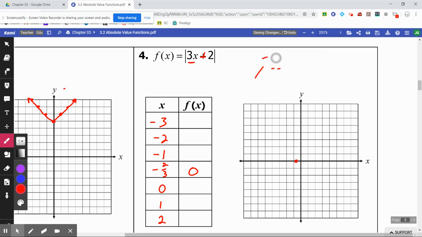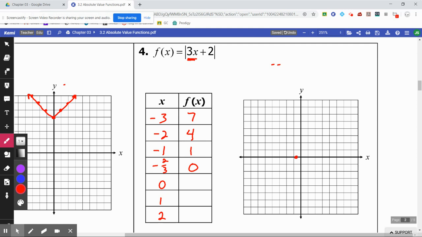Okay, so when we plug in -3, let me erase this. You get 3 times -3 is -9 plus 2. That's -7. When you take the absolute value, you get +7. -6 plus 2, when you plug in -2, -6 plus 2 is -4. The absolute value would be +4. -3 plus 2 is -1. The absolute value would be +1.